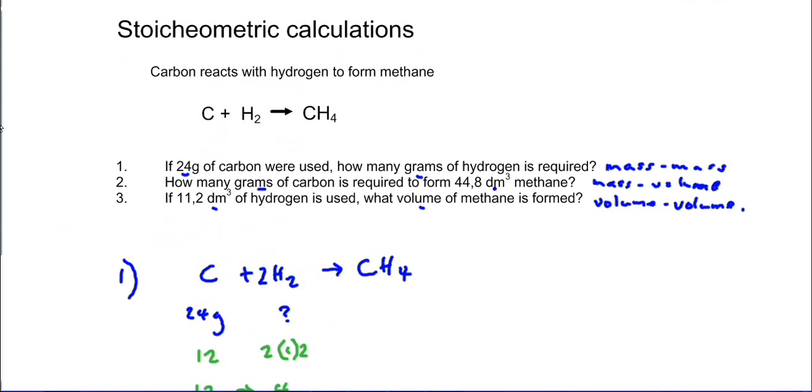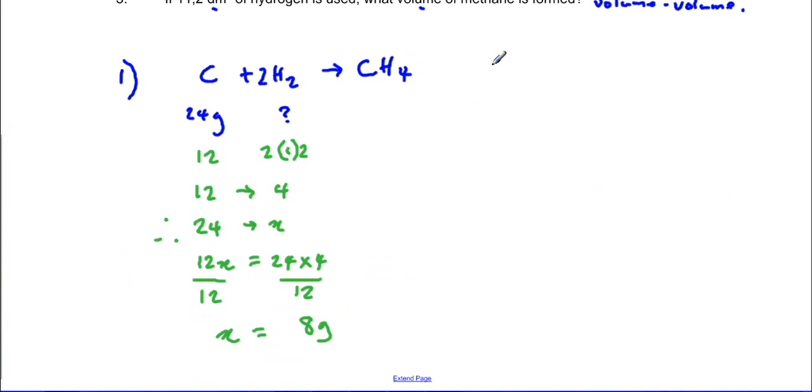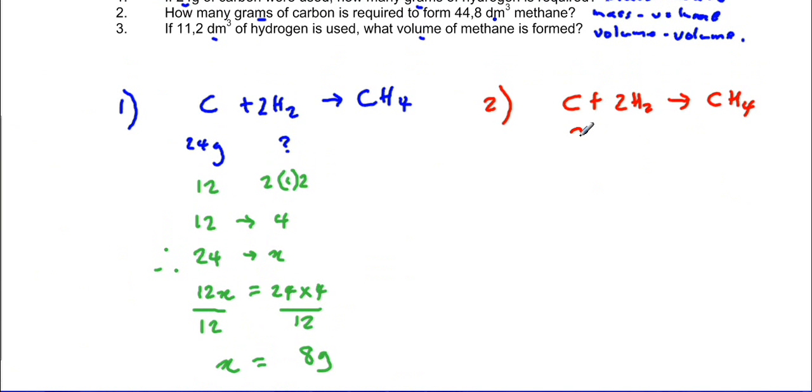If you look at the second sum, they say how many grams of carbon is required to form 44,8 dm cube of methane. So we look at number 2. I'll do it on this side. Again, I'll say C plus 2H2 forms CH4. The question says how many grams of carbon is required to form 44,8 dm cube of methane gas. Now this is a mass volume sum as we have mentioned.